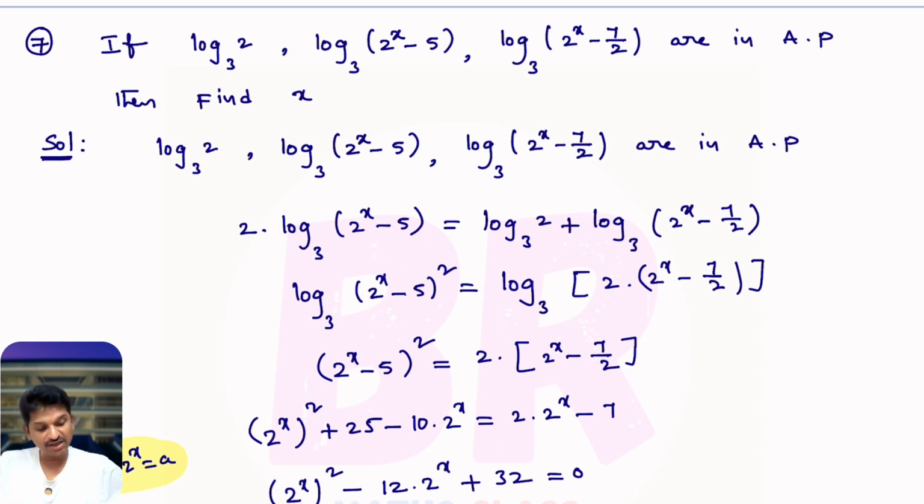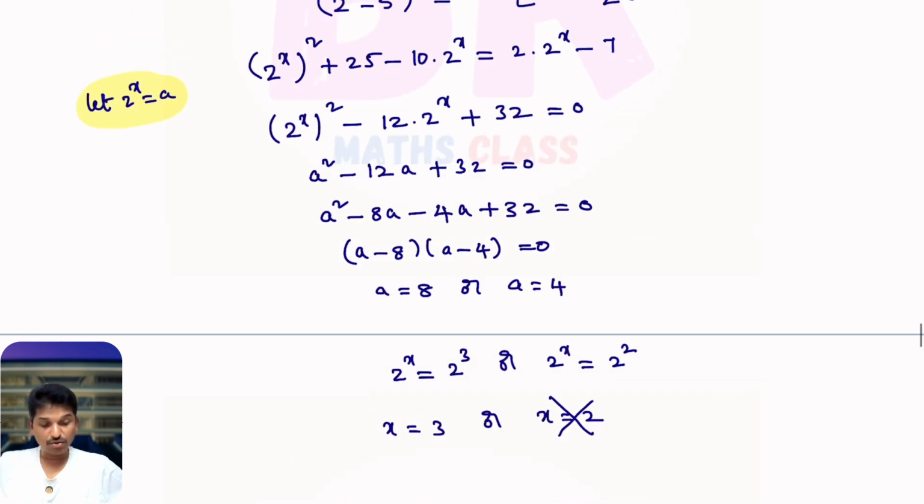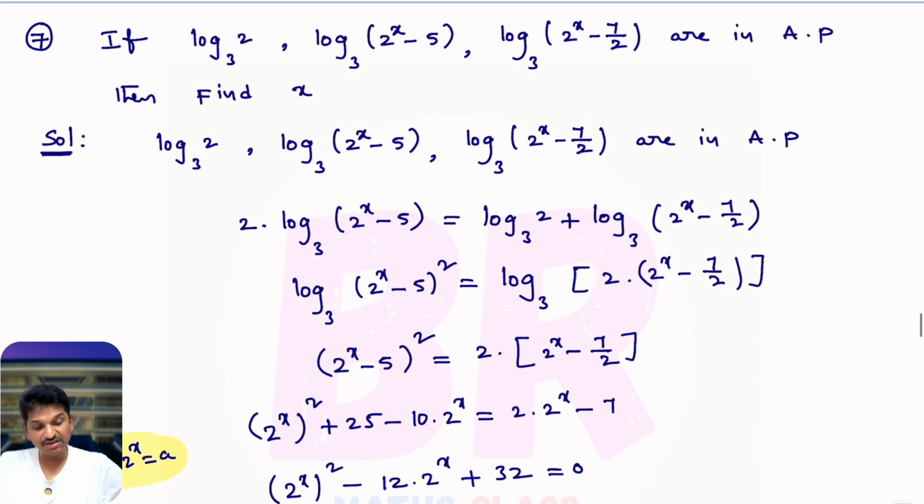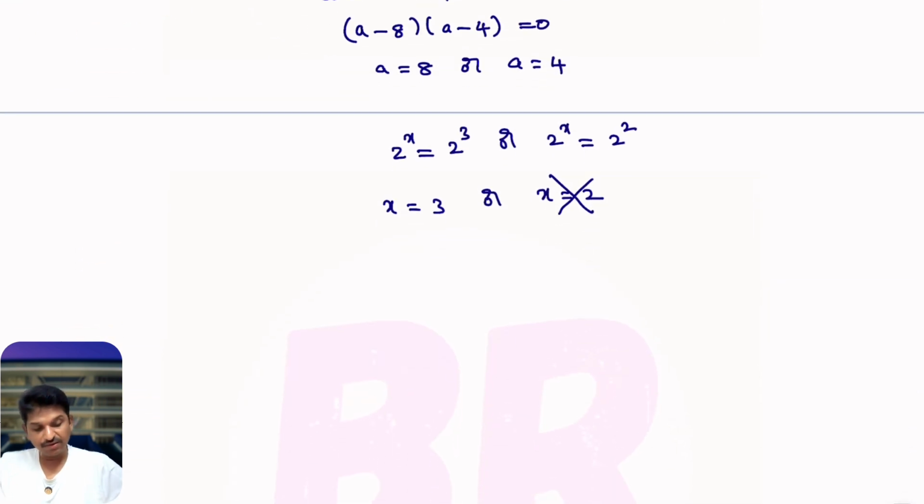Can I take x value 3 here? Because you got x value 3 and x value 2. Now, you cannot take x value 2. This is clear, because for x equal to 2, this term is not defined. x equal to 3, okay, this is fine. You put x equal to 3, 2^3 is 8, 8 minus 5 is 3, a positive number, defined. 2^3 is 8, 8 minus 7/2 is 3.5, positive. 8 minus 3.5, whatever you will get, that is positive. So, it is defined. So, for the given question, correct answer is 3.